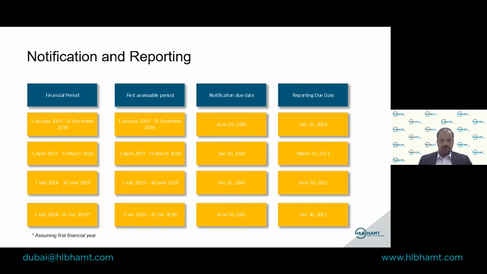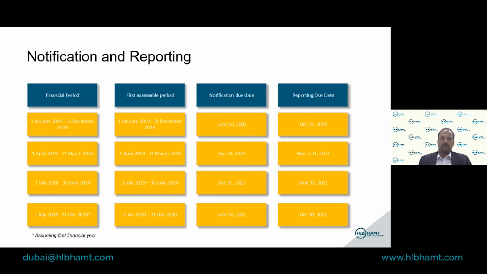This 6 months was not defined earlier, but now they define it. So if the financial year ended December 31st of 2019, the notification due date should be June 30, 2020. Similarly, if March 31st, 2020 is the financial period ending, then of course 6 months after, September 30 of 2020, would be the notification due date. So it goes on like that, 6 months after the financial period.